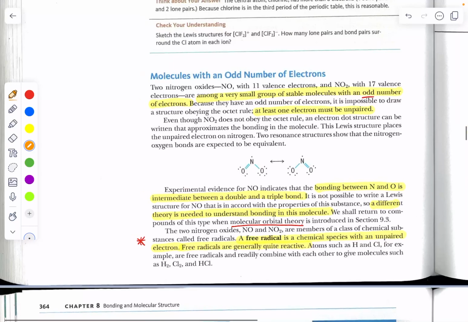And now we come to the last exception to the octet rule, and that is molecules with an odd number. When molecules have an odd number of electrons, the ones that we think about most are molecules that have nitrogen, because nitrogen, being the 5th element in the periodic table, is going to have 5 valence electrons.